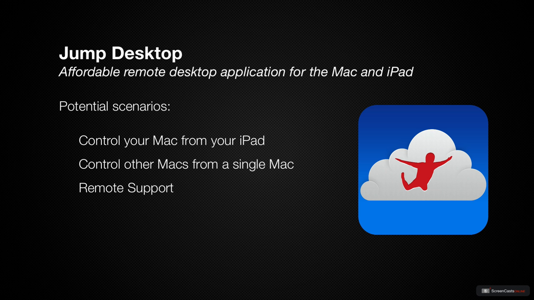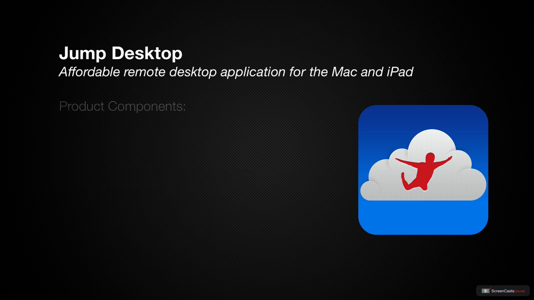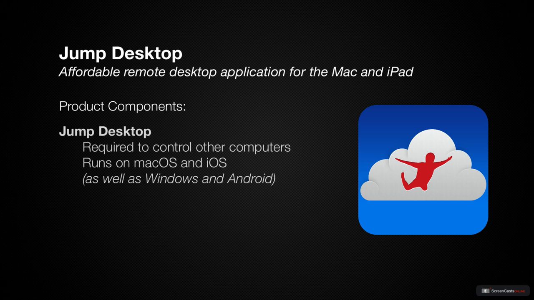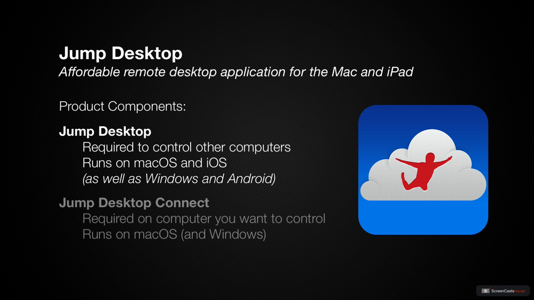Jump encrypts the connection between computers to ensure privacy and security. Automatic connections are always encrypted by default. We're going to be talking about two distinct applications here. One is called Jump Desktop, and this is the application that is required to allow you to control other computers from either your Mac or your iPad or your iPhone. This is a paid-for app. Separate from that, there's an app called Jump Desktop Connect. This is an application you put on computers you want to control from your own devices. This is a free app, and we'll walk through why it's there and the function that it provides.